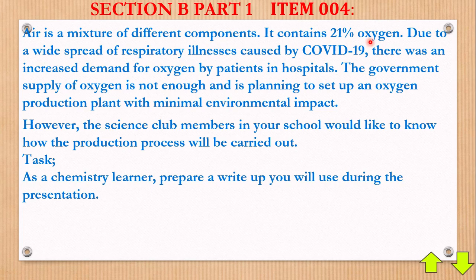It contains 21% oxygen. Due to a widespread of respiratory illness caused by COVID-19, there was an increased demand for oxygen by patients in hospitals. The government finds the supply of oxygen is not enough and is planning to set up an oxygen production plant. Please, that plant means something like a factory. And since they're going to give it to patients, it means they need much oxygen in large quantities. So the laboratory way cannot work, but the industrial way can work.